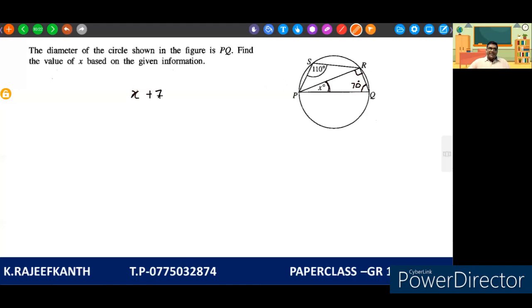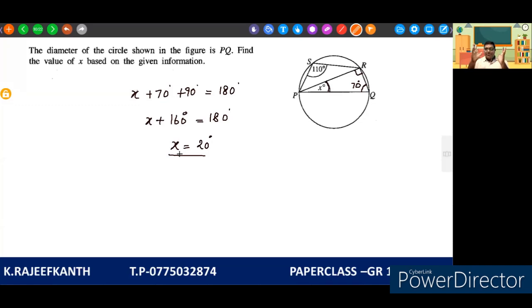Here x plus 70 degrees plus 90 degrees is equal to 180 degrees. Then x plus 160 degrees is equal to 180. Then x is equal to 20 degrees. Then the value of x is equal to 20. The magnitude of angle RPQ is equal to 20 degrees.